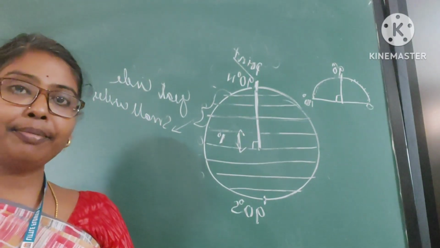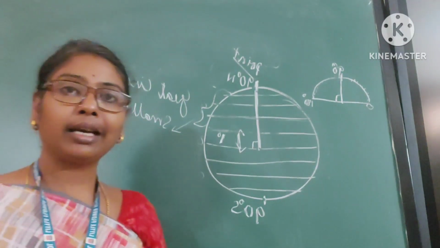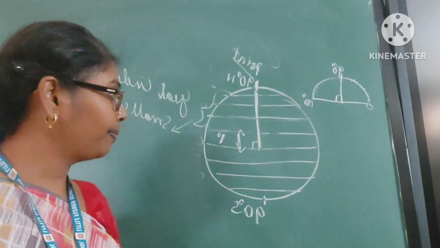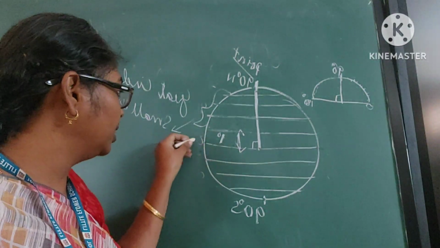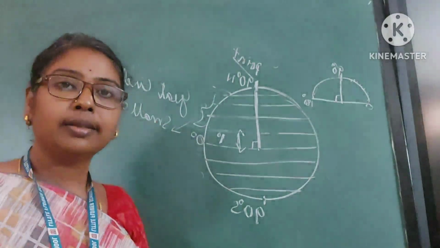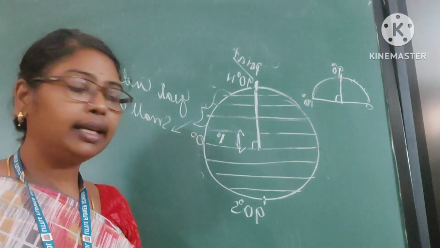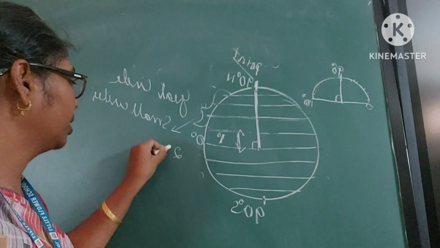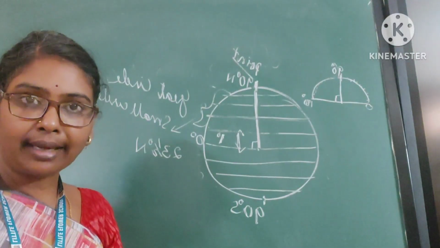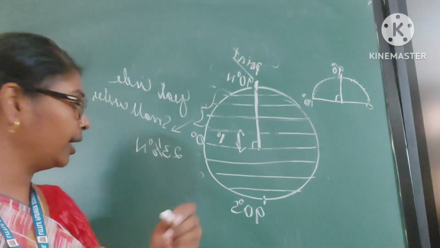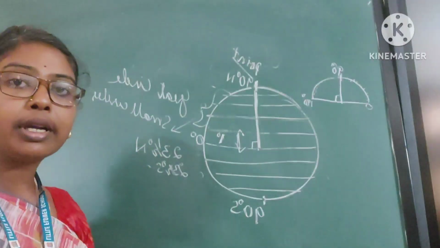Next, what are the 5 main parallels of latitude? The first main parallel of latitude is the 0 degree parallel, and that is the equator. Coming to the next one, 23.5 degree north, Tropic of Cancer. Next is 23.5 degrees south, Tropic of Capricorn.